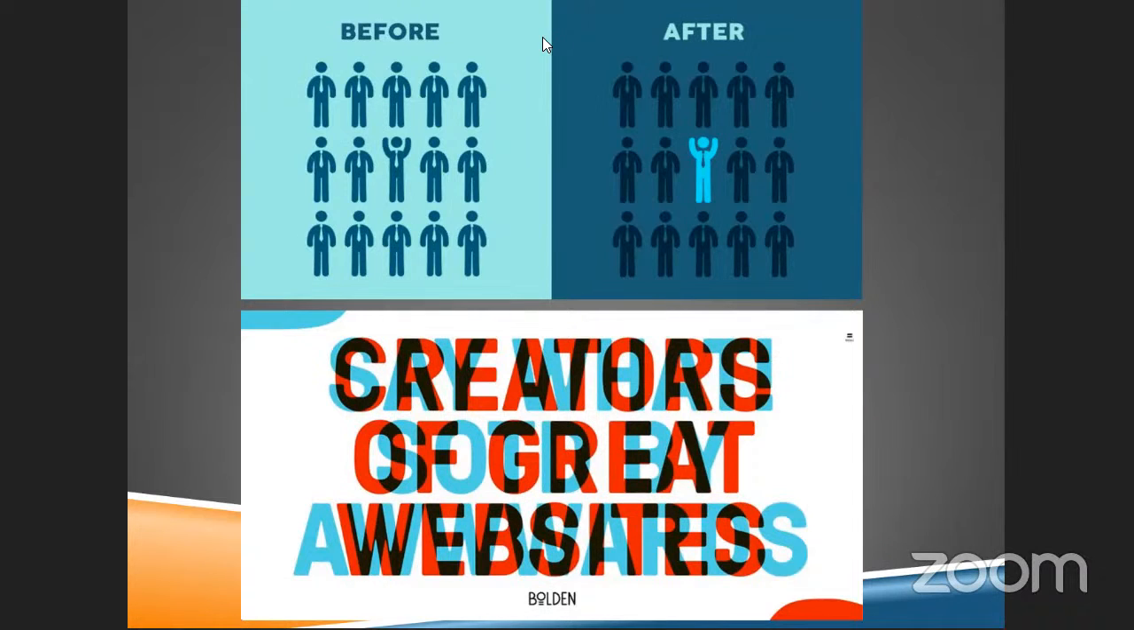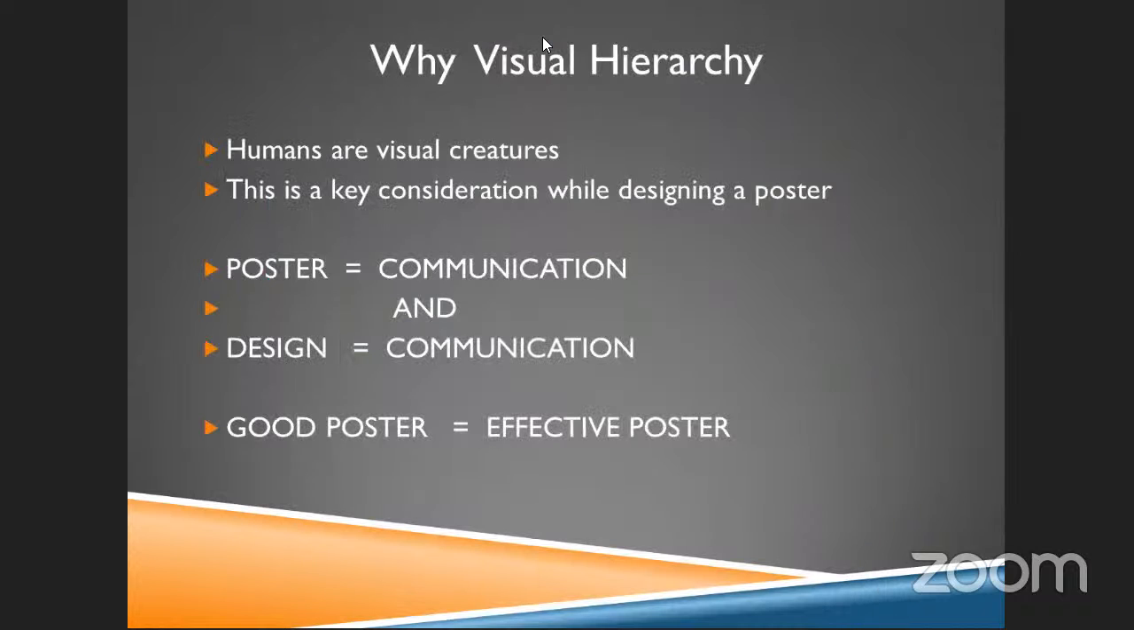And now we'll come to why visual hierarchy is so important. So humans are visual creatures. Human brains are designed in such a way that if you find something attractive, you automatically assume it is good, and this is a key aspect while designing. It helps you persuade and impress the reader that the content you have is really good.